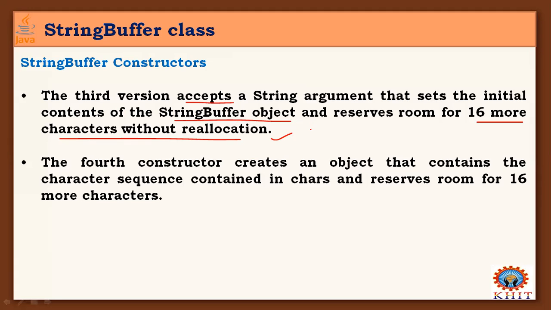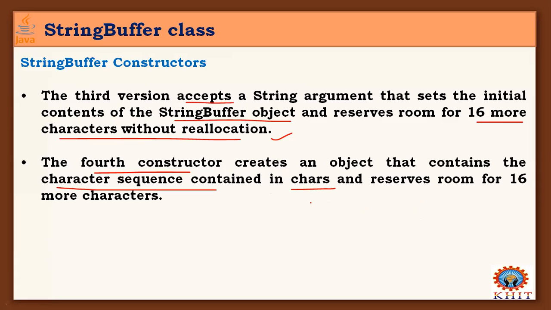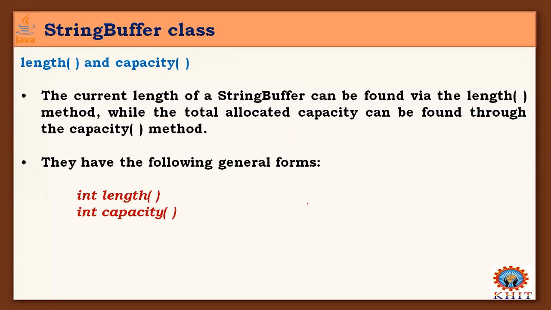We will see all these things in the program also. The fourth constructor creates an object of this StringBuffer class that contains the character sequence contained in chars and reserves 16 more characters. That is the fourth constructor, taking the parameter of a character sequence. Okay, understood the four different constructors for the StringBuffer class. And these are the methods which support operations on StringBuffer objects.